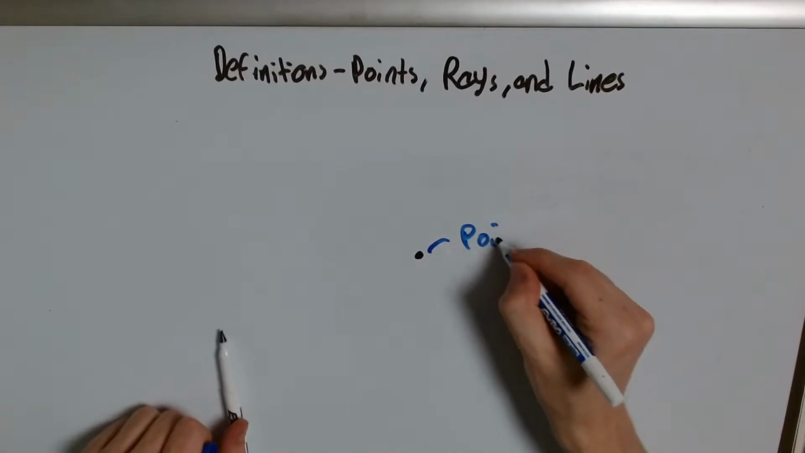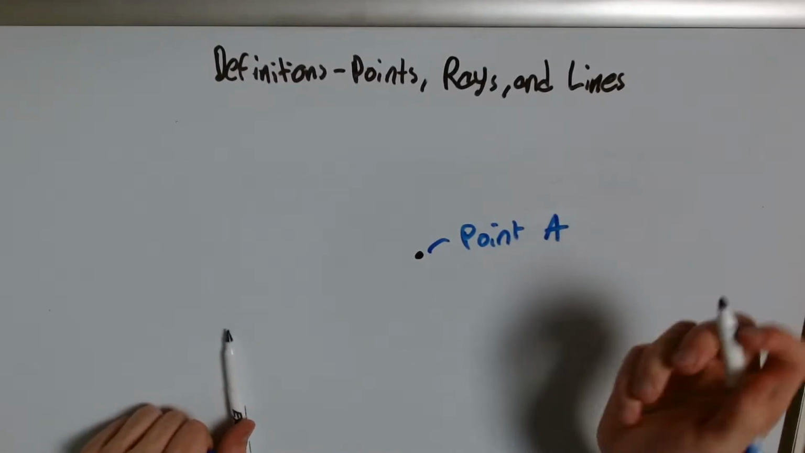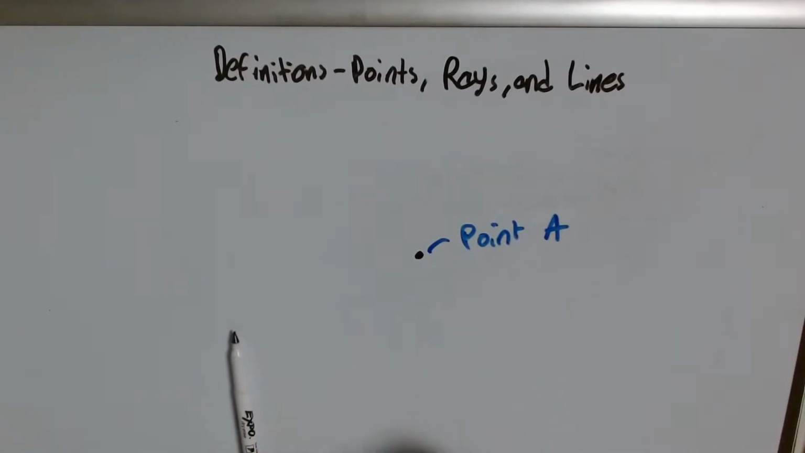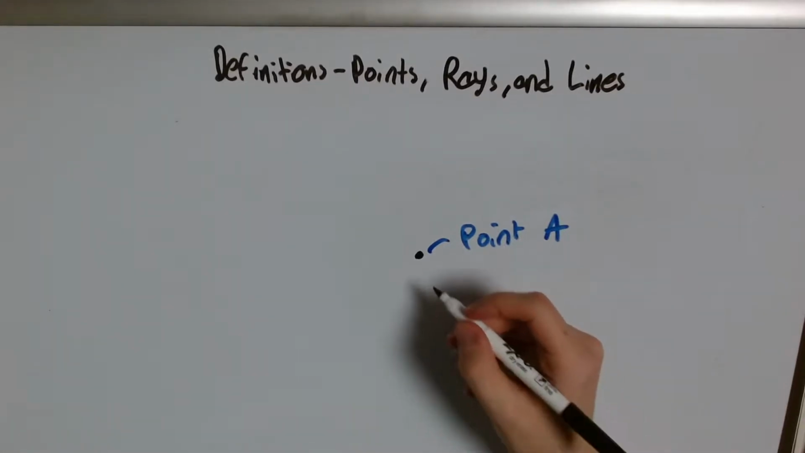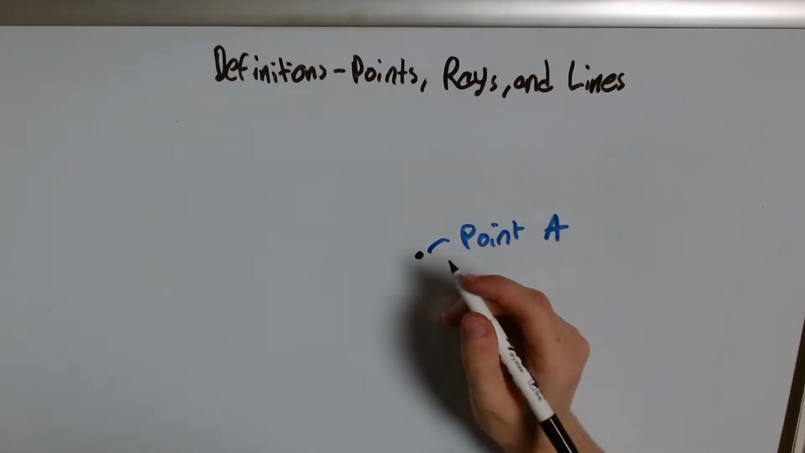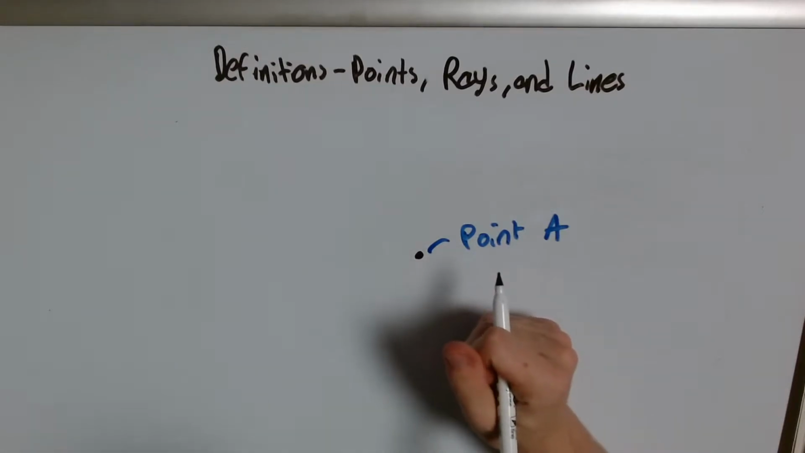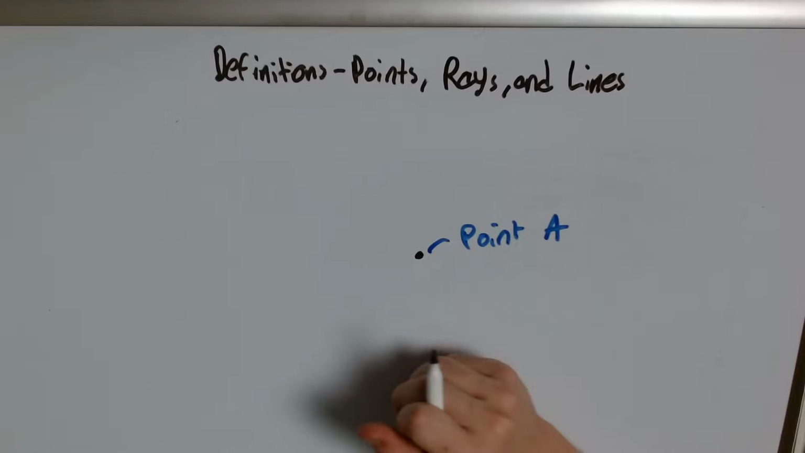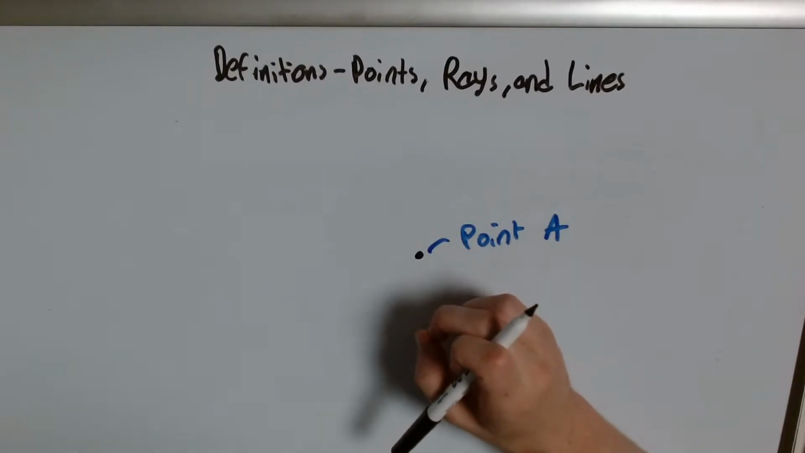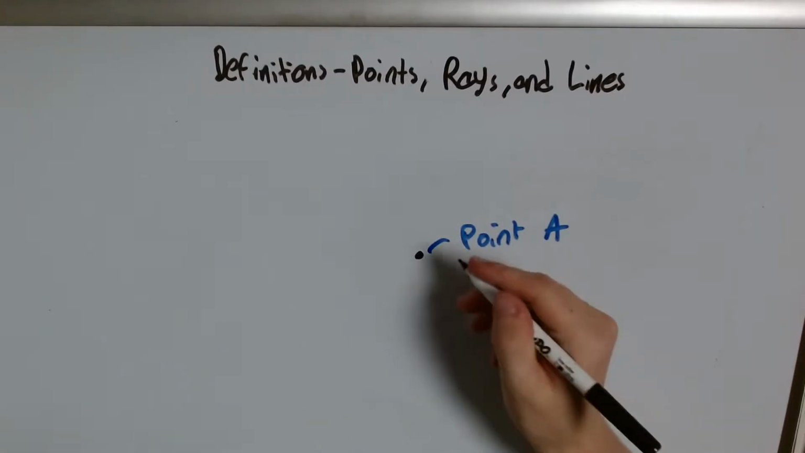I'm going to call this one point A. We label our points with letters usually. And points in geometry are something special. Now we know that this is small, but we know that if I were to get out a really precise ruler, or if I were to just zoom in enough, I would be able to find the exact length and width of this dot.